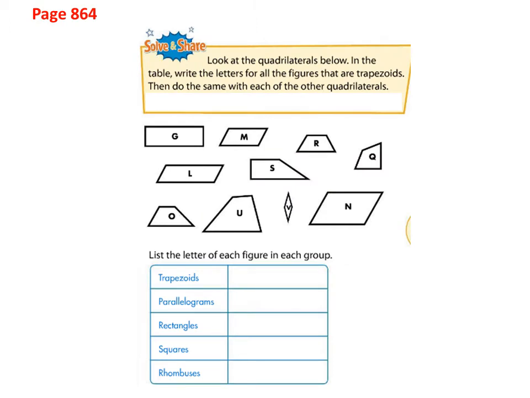Look at the quadrilaterals below. In the table, write the letters for all the figures that are trapezoids. Then do the same with each of the other quadrilaterals. List the letter of each figure in each group. The first group is for trapezoids.